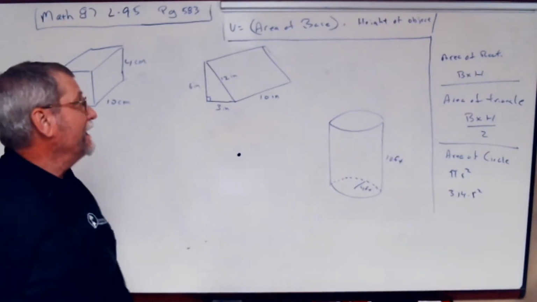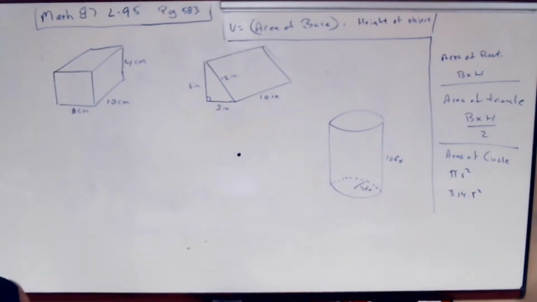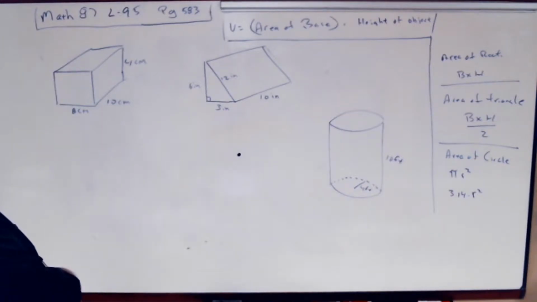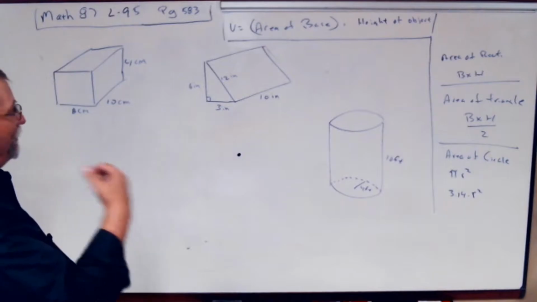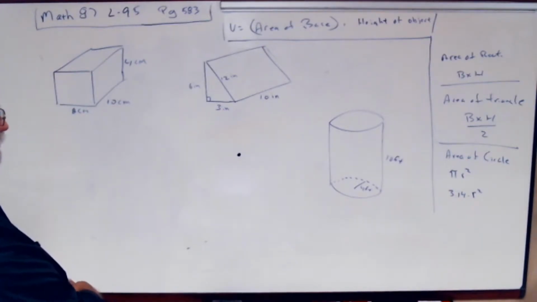All right, here we go. Lesson 87, page 95. Let's try that again. Math 87, lesson 95, page 183. Kind of got those mixed up.